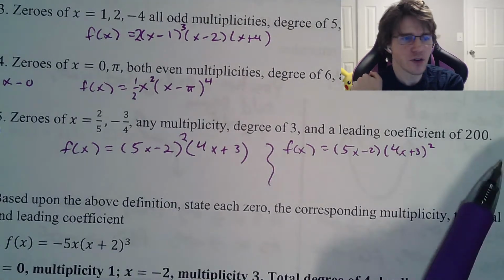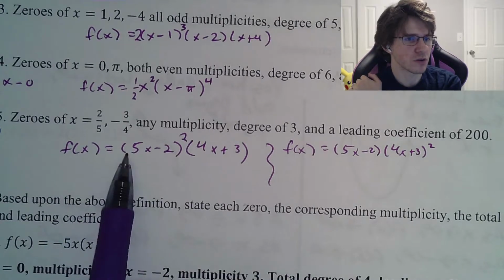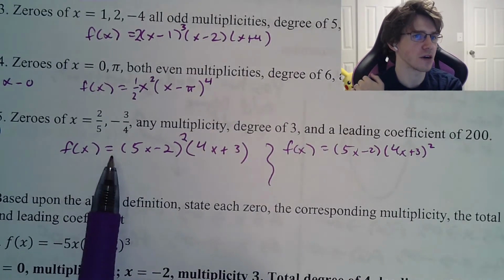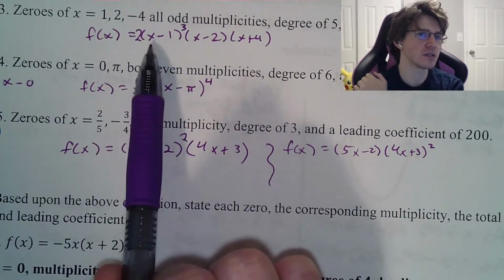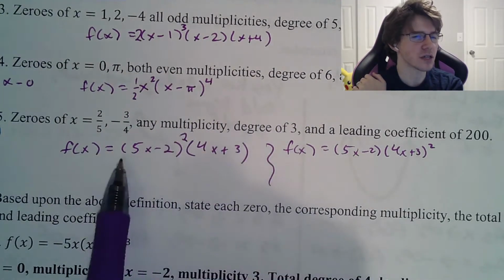When it says a leading coefficient of 200, a lot of students want to put a 200 right in front away. Unfortunately, you can't do that on this question. On all the previous questions, you could have, because these x's all had 1s in front. But here the x's do not.